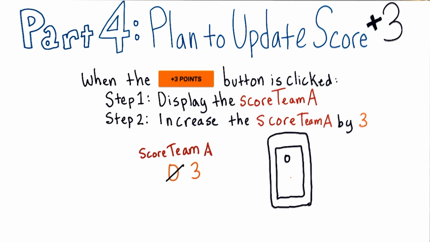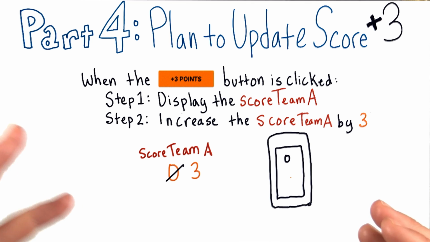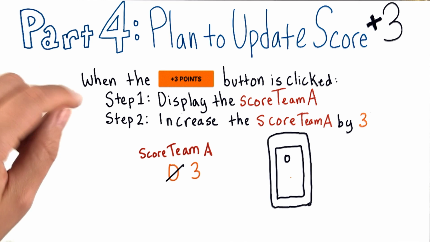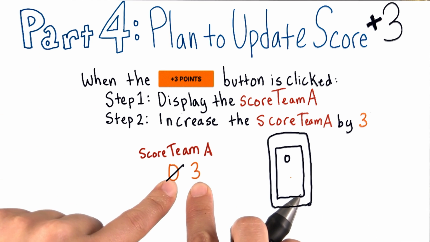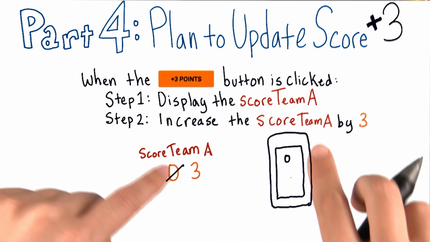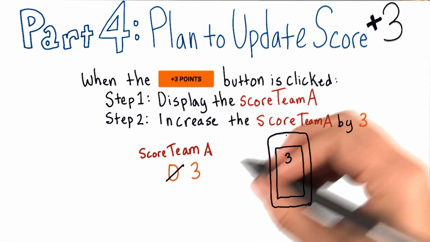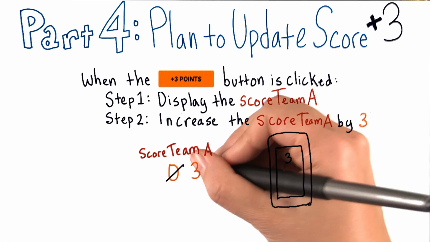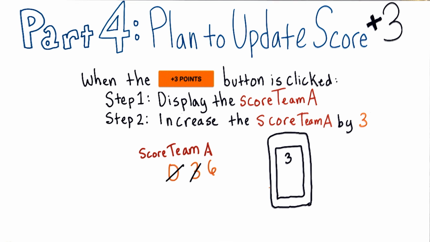When I hit this again, remember, at this point, the team has scored 6 points. It goes and looks at my score, which is 3, and displays it, and then it increases the score by 3. Okay, so in this case, it seems that my score is always 3 points ahead of what's actually being displayed on the screen, and that's no good.